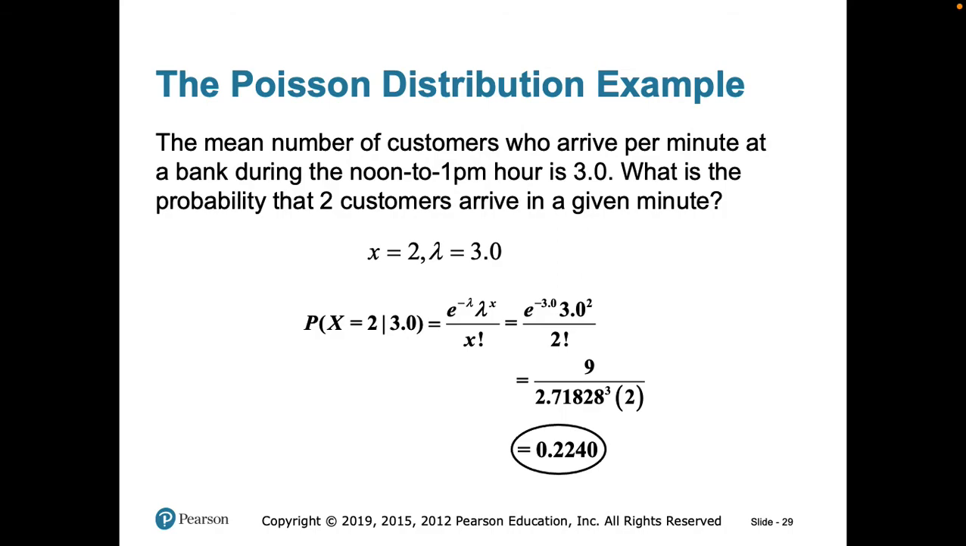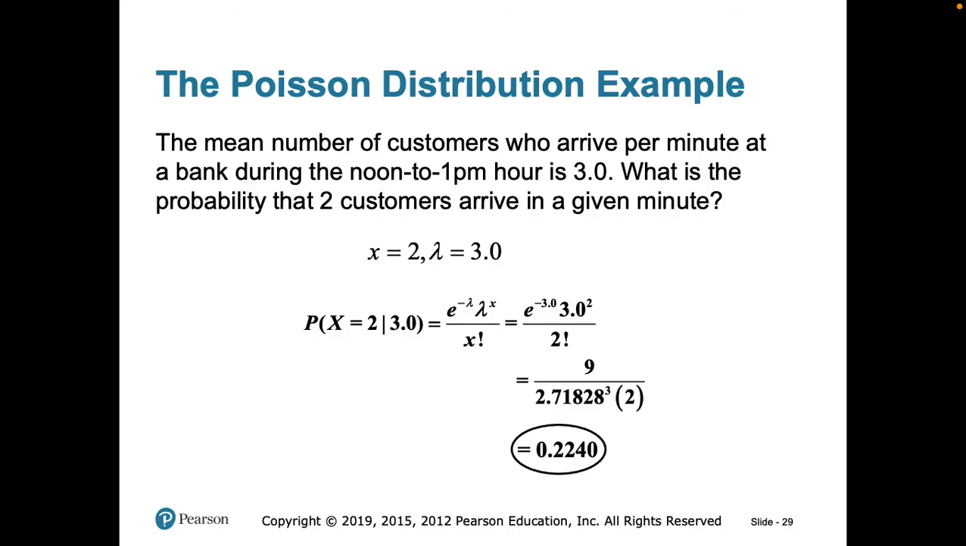So that information can be very useful when you are trying to schedule the number of employees that you need. In this case, you're trying to figure out what is the chance that more than two persons are going to arrive per minute between noon and 1 p.m. You know that your lambda, or your mean, is going to be 3.0.